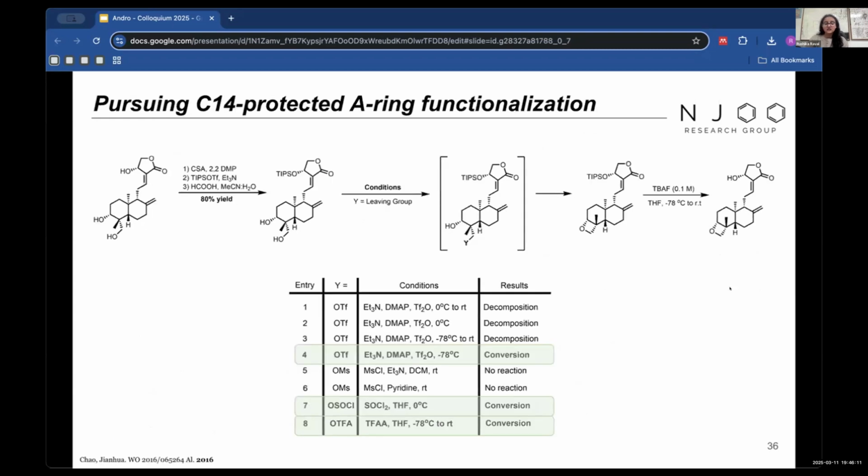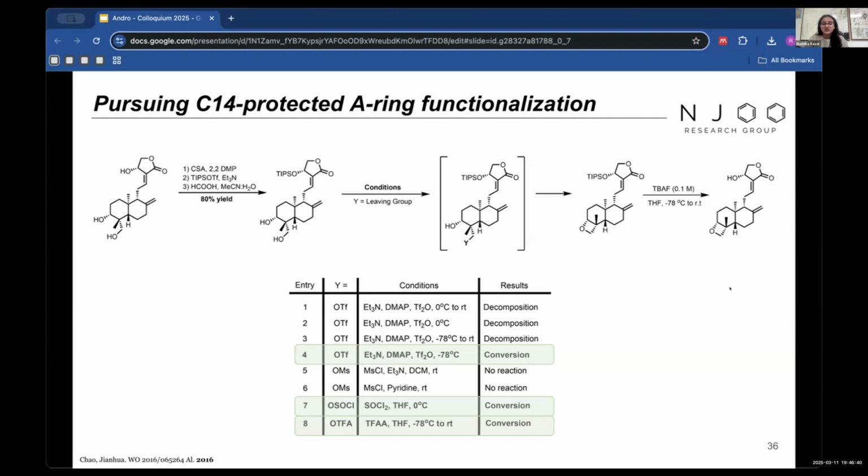And so I guess to organize this approach, or what I have just said, we were able to achieve this intermediate by essentially protecting with the same conditions I mentioned before, with the acetonide protection followed by a C14 TIPS protection, and then a formic acid or any acid deprotection of that ketal, giving us that valuable C14 TIPS intermediate.